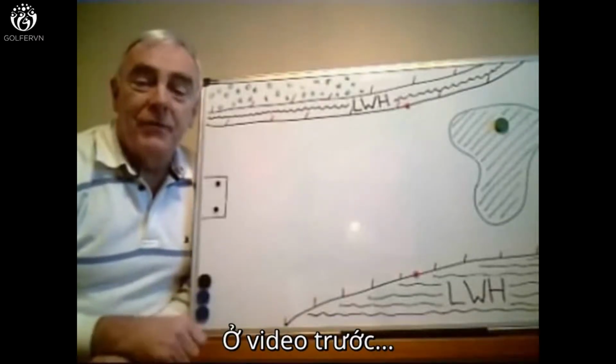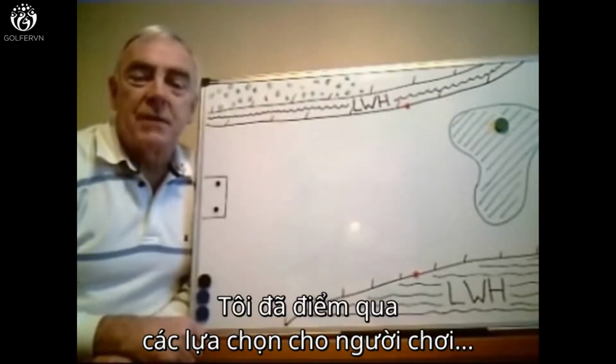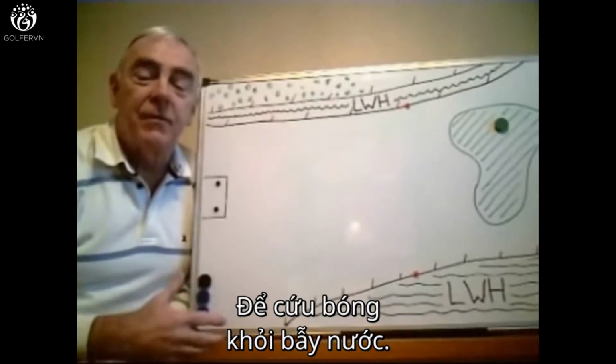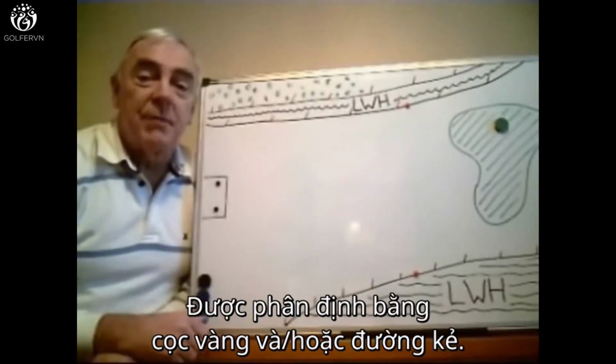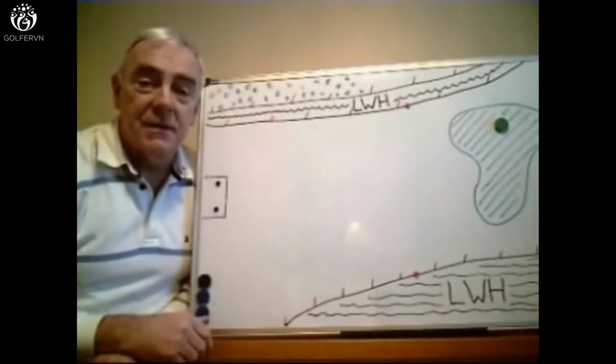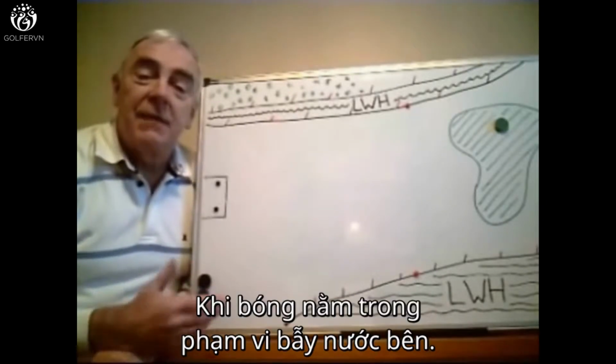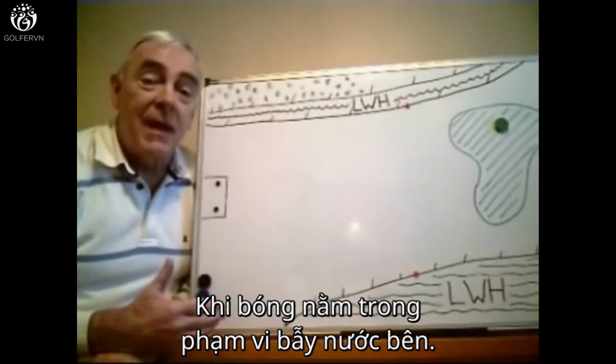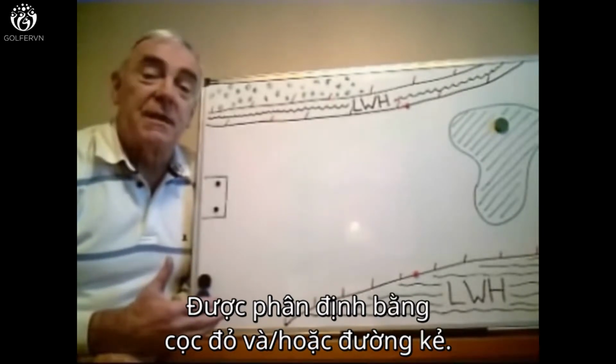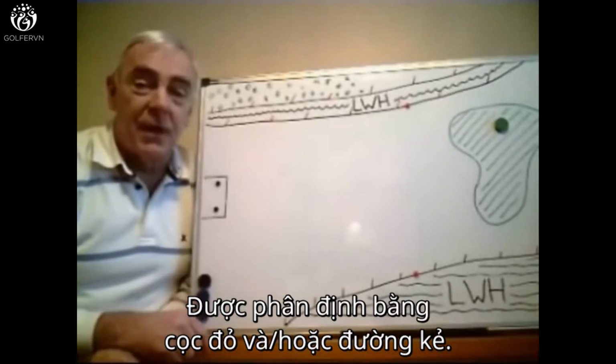In a previous video, I outlined the options that a player has for taking relief from a water hazard, designated by yellow stakes and/or lines. Now I'm going to explain two additional options that a player has if their ball lies within the margins of a lateral water hazard, which are designated by red stakes and/or lines.